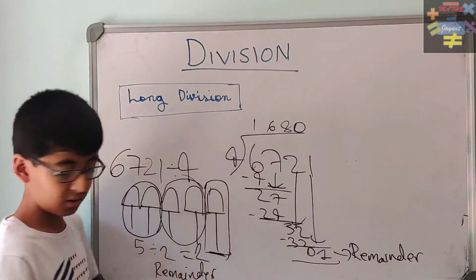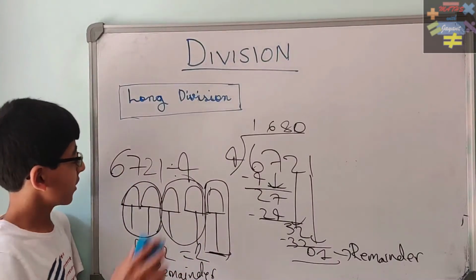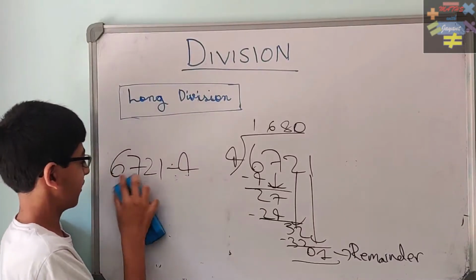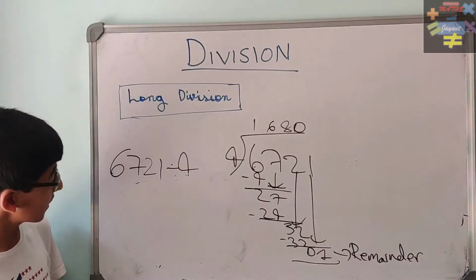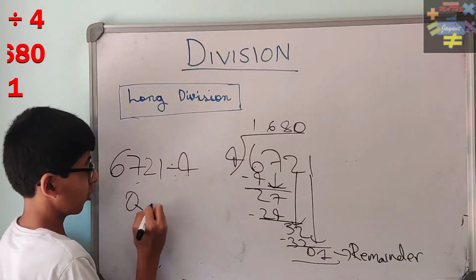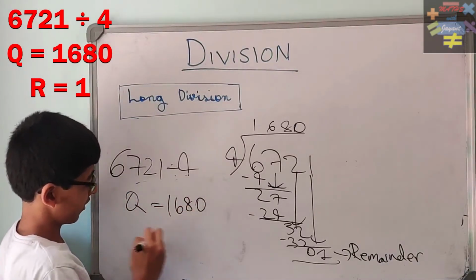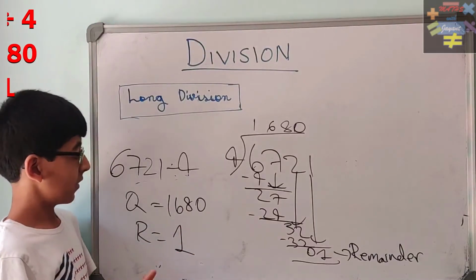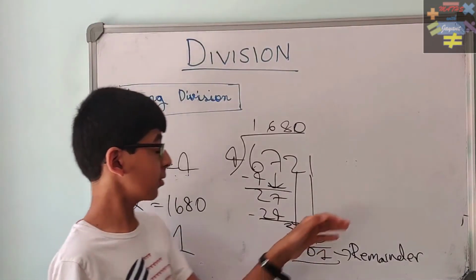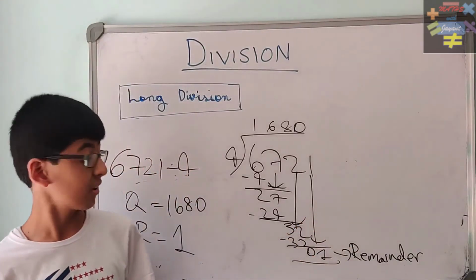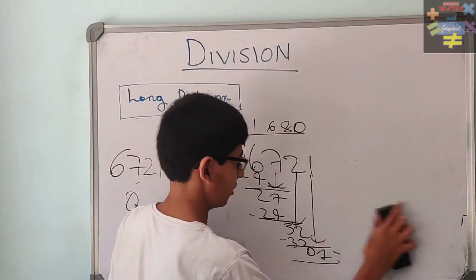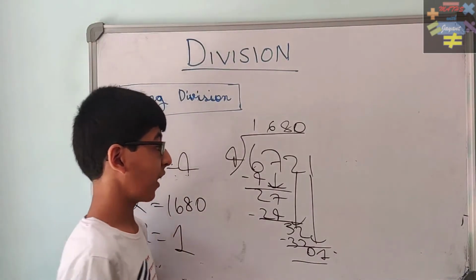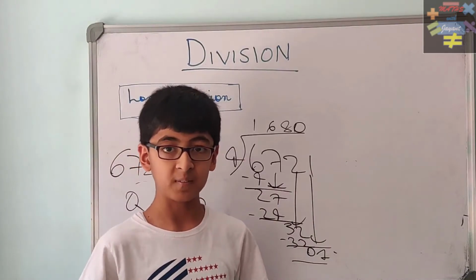So over here we write 1680. We can write over here quotient is equal to 1680 and the remainder is 1. Now suppose we are unsure if our answer is correct or wrong. So now we have to verify it. So how do we verify?